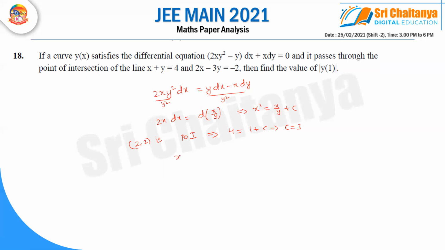So what is my equation? x square equal to x by y plus 3. Now they are asking y of 1. So just put x equal to 1. When you put x equal to 1, what we will get? 1 by y equal to minus 2. So we will be getting y equal to 1 by minus 2, that is minus 1 by 2. And he's asking modulus. Don't forget modulus. So the answer will be 0.5.